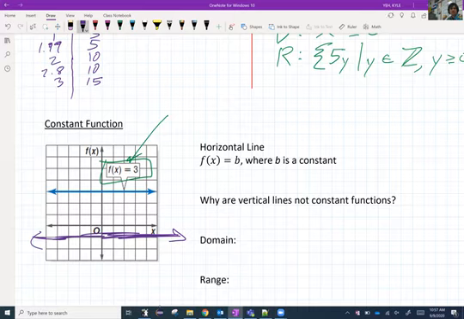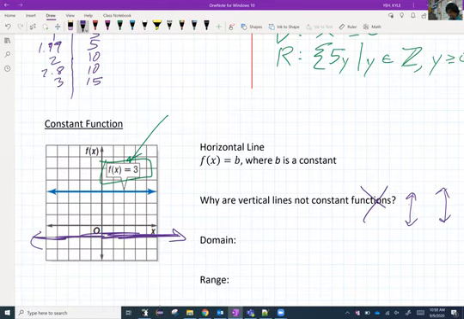So horizontal lines are constant functions is what they're called, because the y value stays constant. Why are vertical lines not constant functions? Well, because they're not functions. Because they don't pass the vertical line test. I would hit infinitely many times on a vertical line. And so they are not functions. That's the reason they are not constant functions.